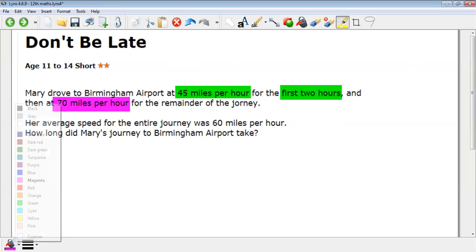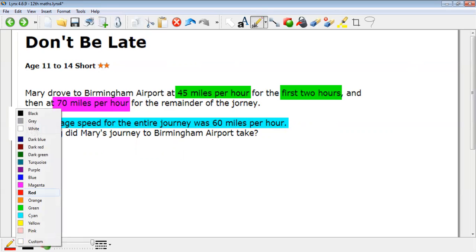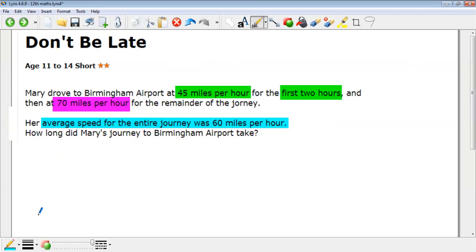So her average speed for the entire journey was 60 miles an hour. So that means if you added up the slow parts and the quick parts and evened it all out, she would have been traveling at 60 the whole way. So the way in which we need to approach this is we know that in theory she's traveling a certain amount of miles at 60 miles an hour.